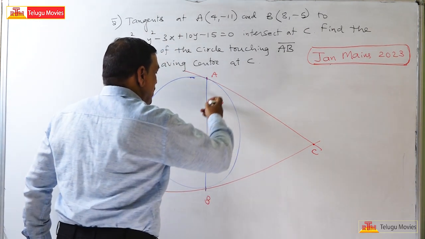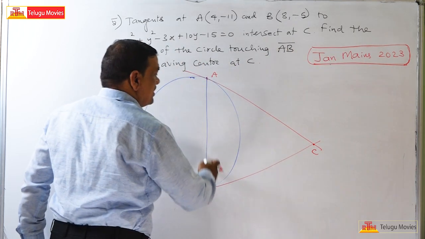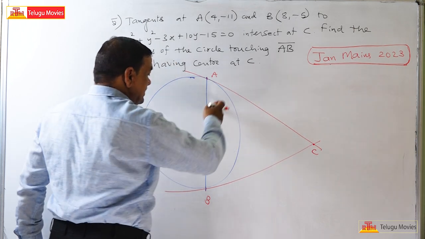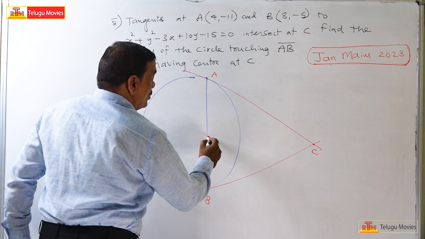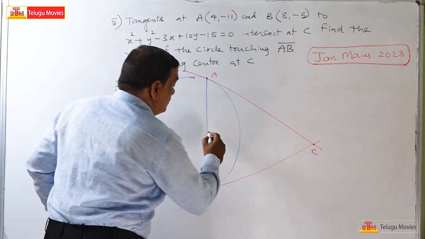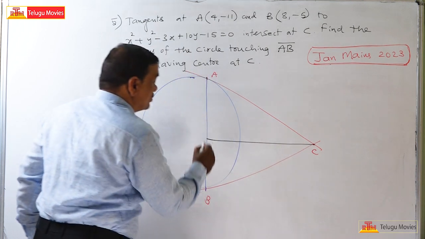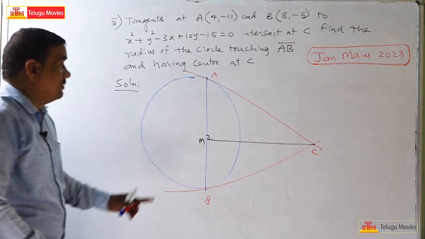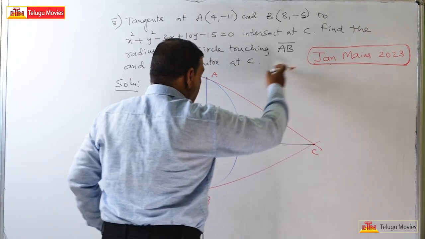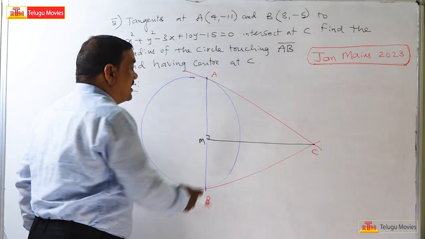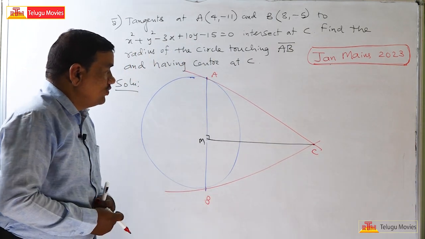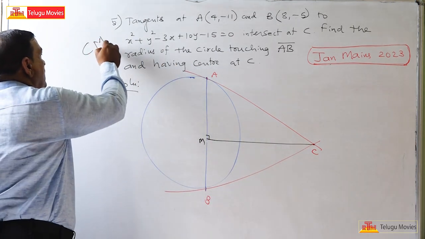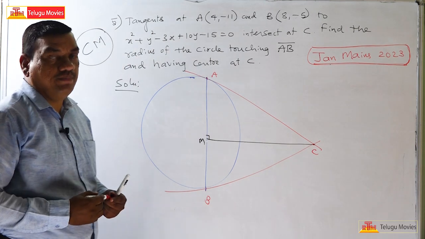Touching AB means what? I am drawing a circle, a very big circle, touching AB and having center C. Taking C as the center, draw a circle touching AB. Now you have to find this length, let us call it M. You have to find CM. Taking C as the center, if you draw a circle touching AB, then CM will be the radius. Now our aim is to find the length of CM.